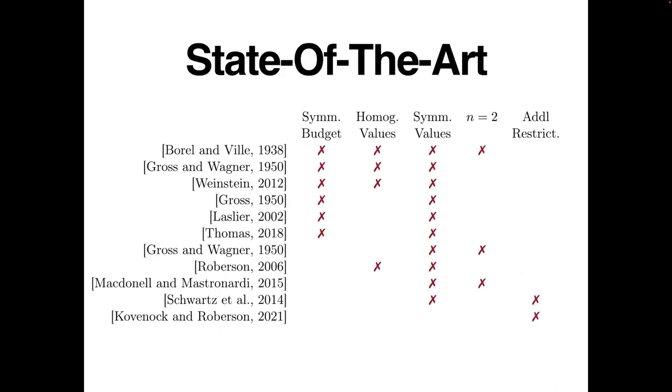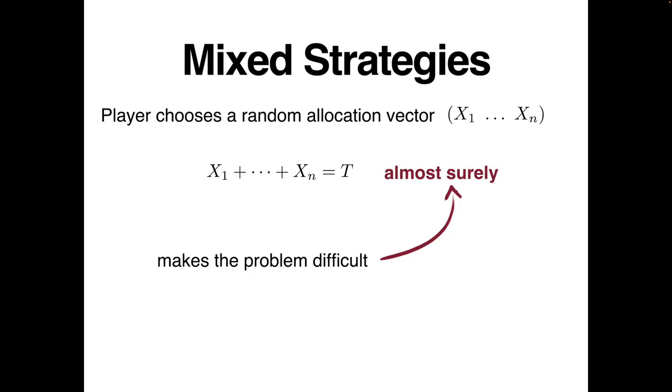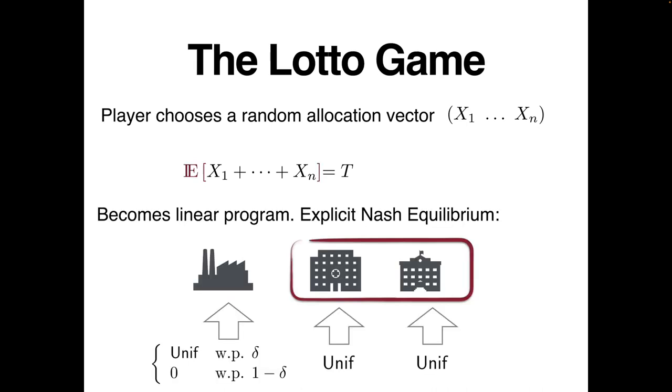So this game, since its introduction more than a century ago, has received quite a bit of attention, but surprisingly, not all of the cases have been actually solved. So where does the difficulty come from? Well, since you're going to be playing a mixed strategy, each allocation to each battlefield is a random number, but you have to find a collection of numbers that add up to a deterministic number t, which is your budget. And that's what makes the problem difficult. In fact, if you relax this to having only this constraint in expectation, then you can find explicit solutions.